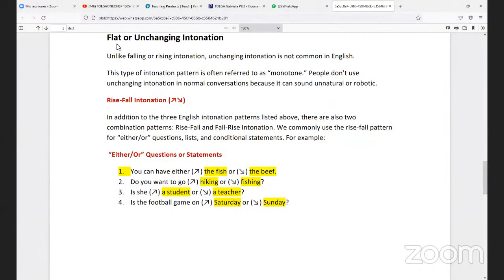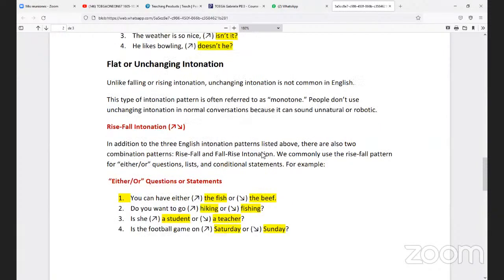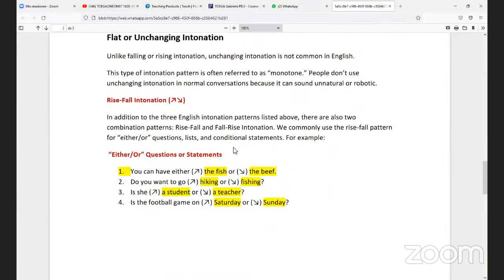Now, after this, we have the flat or unchanging intonation. Something similar to these ones, but it is like a mixed way, okay? When in a big sentence we have options, when we should rise and when we should fall, in this part we're going to see this. Then we have 3 patterns, like a list of intonation.